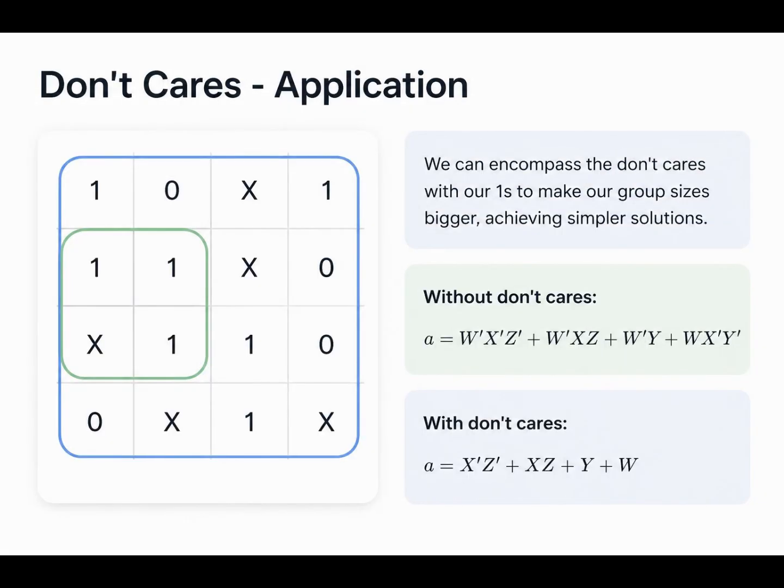This is where don't cares become incredibly useful. On the K-map, you can choose to treat an X as a 1 if it helps you make a larger loop, or treat it as a 0 and ignore it if it doesn't. By strategically looping the X's with our 1s, we drastically reduce the complexity of the final hardware circuit.